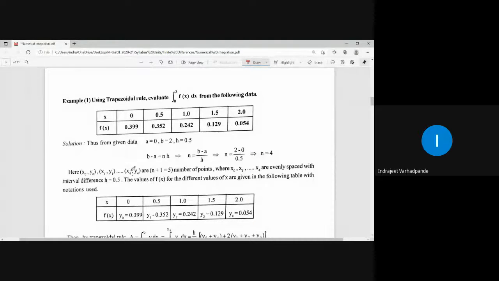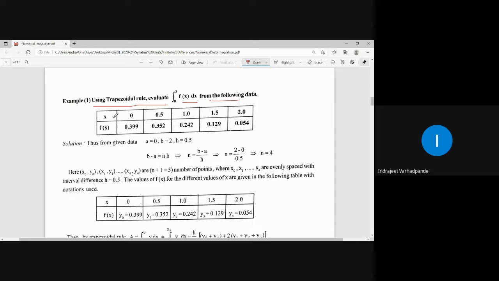The first example related to numerical integration, we discuss the trapezoidal rule. Example 1 says that using the trapezoidal rule, evaluate the integral from 0 to 2 of f of x dx from the following data. Now see, here only the integration is asked between the interval 0 to 2, but we do not know the function.